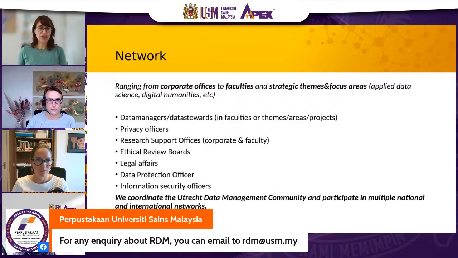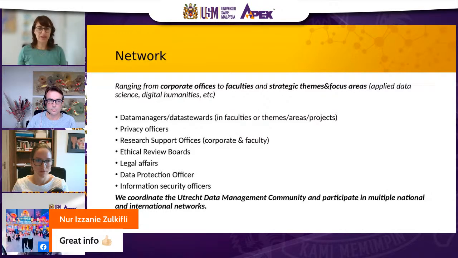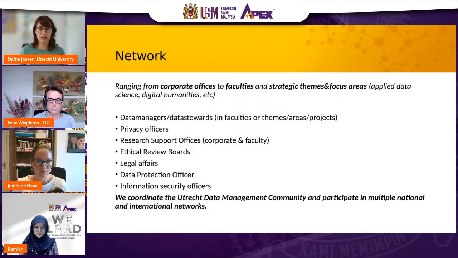Our network, so the bigger group of people that we work with, consists of people ranging from the corporate offices to colleagues in the faculties, but also strategic themes and focus areas. So we have data managers and data stewards in the faculties, but also in specific focus areas or on specific projects. We work closely together, of course, with privacy officers, the research support offices, people from ethical review boards, legal affairs, the data protection officer, and the information security officer. So although we are a concise team, there's a very big network of colleagues that we collaborate with. And as Ramla already mentioned, we also coordinate the Utrecht data management community. So we try to function as a knowledge hub on research data management within the university.